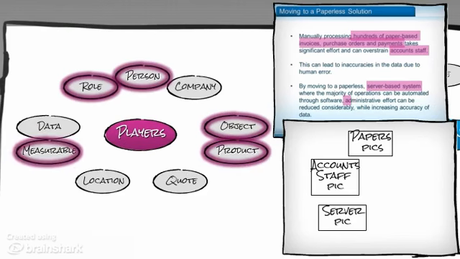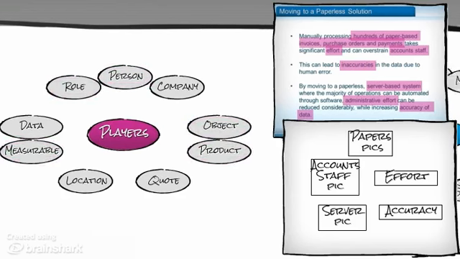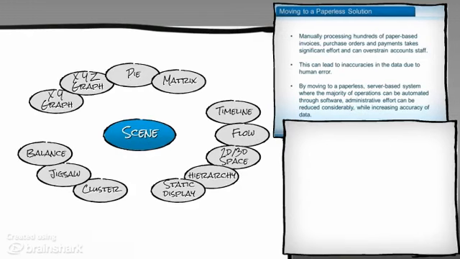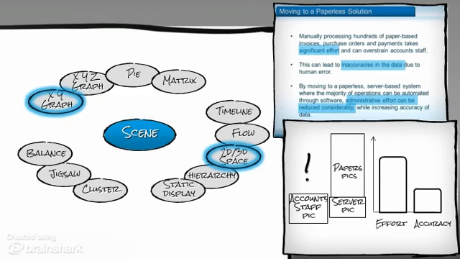Then we've got some measurables. It talks about high effort and also about accuracy or inaccuracy. Now we've got the players, let's see what kind of scene we can come up with. My pictures of the accountant, the papers and the software can all sit in a two-dimensional space for now. And then I've got different levels of effort and accuracy, which I can show as two bars.